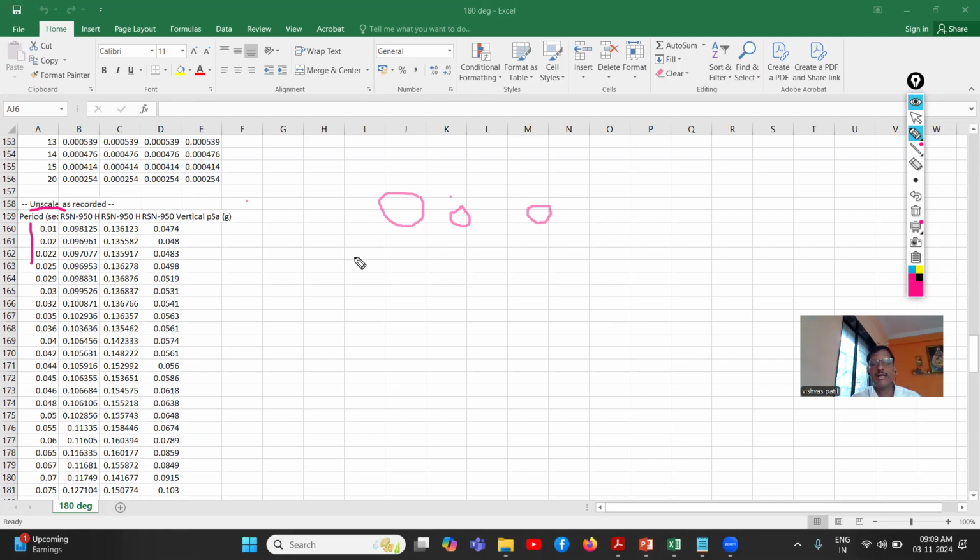Remember, from every station, three readings were recorded: principal x direction, principal y direction, and vertical acceleration. So in this particular sheet, this is the x direction record, this is the y direction record, and this is the acceleration in the vertical direction. For the building, vertical acceleration is not required. We require either acceleration in the x direction or the y direction. And then how do we get the SA value from this particular sheet?